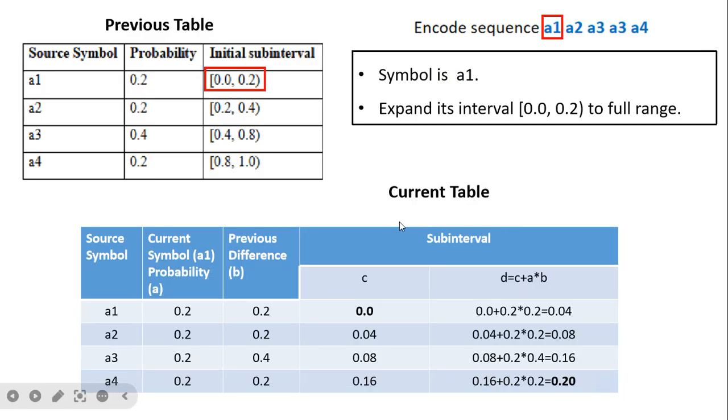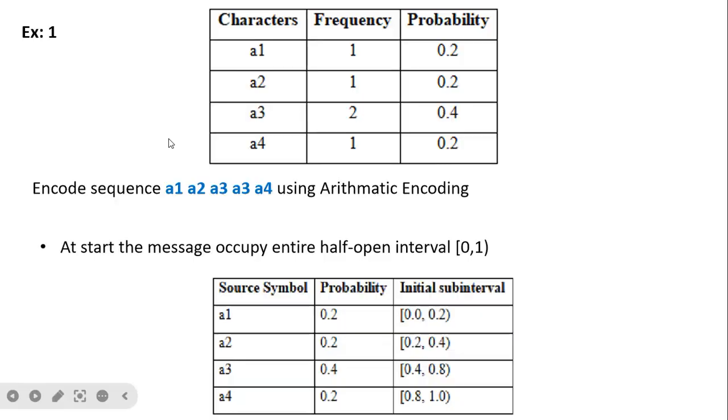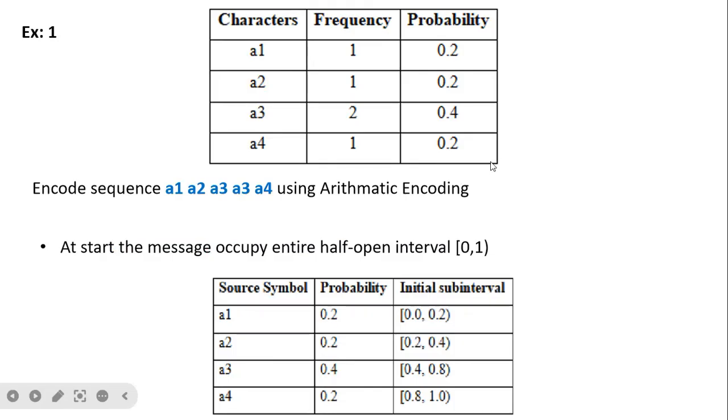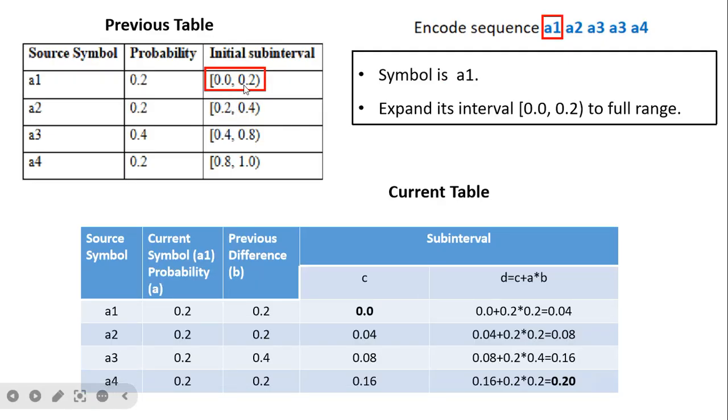Now we will start with the table. Every time we create a new table, we need to take the reference from the previous table. So this is our previous table. Now we start with the encoding. Our first symbol in the sequence is A1. The A1 interval is 0.0 to 0.2, so we need to expand this interval like the previous one. Previously we expanded from 0 to 1; now we expand the same way but between 0.0 and 0.2. This is our current table, so now we modify the current table based on our previous table.